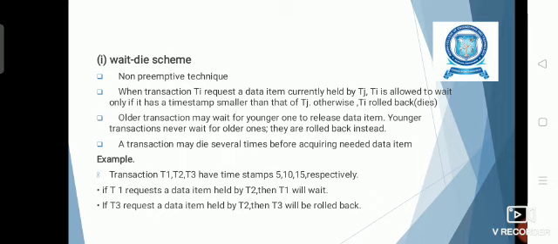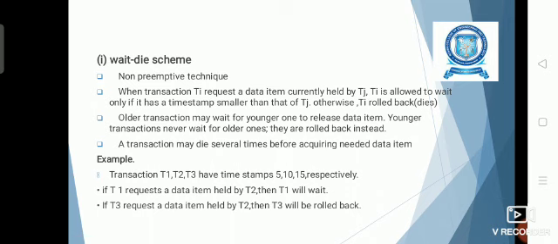Let us see one example. There are three transactions, T1, T2 and T3, having the timestamps 5 seconds, 10 seconds and 15 seconds respectively. If T1 requests a data item held by T2, then T1 will wait, since T1 has a smaller timestamp than T2. And if T3 requests a data item that is held by T2, then T3 will be rolled back, because T3 has a larger timestamp than T2. So this is the wait-die scheme.